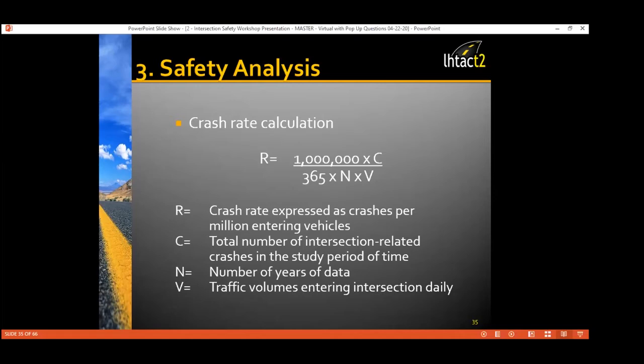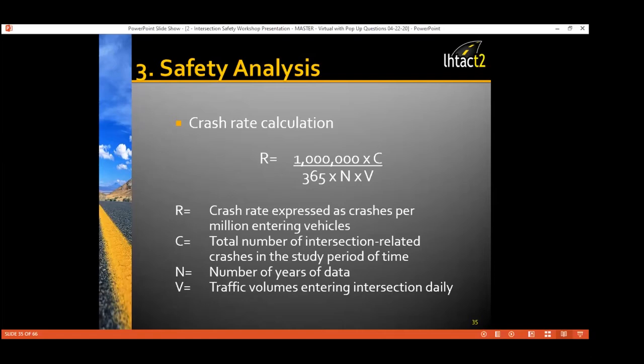In order to effectively compare the safety of the two locations, you may need to factor in the level of exposure. And when we talk about the term exposure, we're talking about volume, or vehicular volume, and introducing volume into each intersection. So exposure data here is represented by the number of vehicles entering the intersection. And so you need to have traffic volume in order to make all of this work.